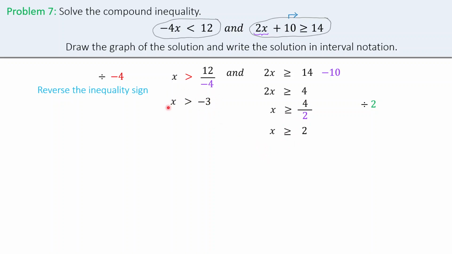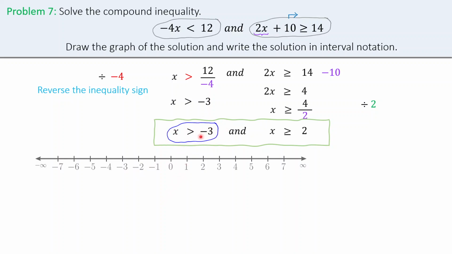So you have this inequality, this and this inequality. This is the solution of this compound inequality. Next, we need to draw the graph of the solution. First, draw the graph of this inequality. Now draw the graph of this inequality. There is an and, so you need to take the overlapping region of the two graphs.